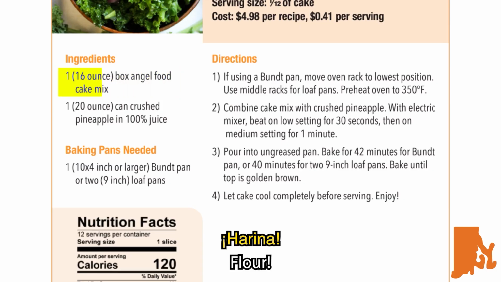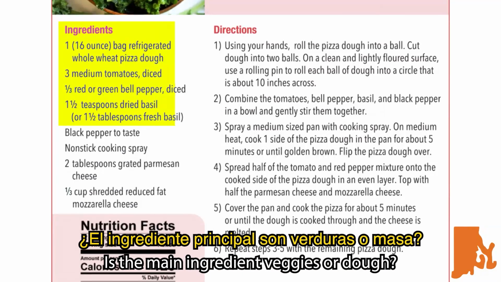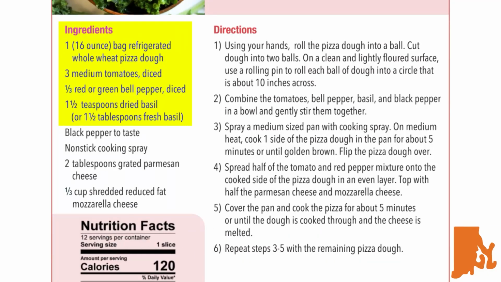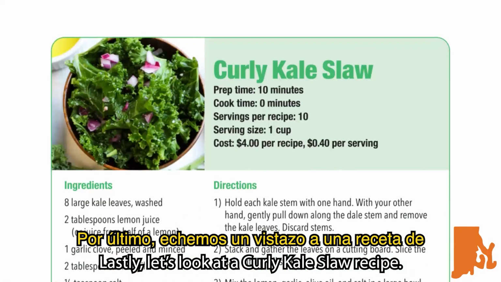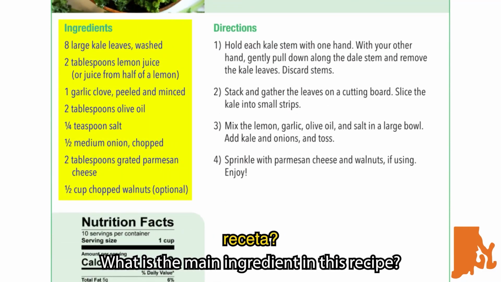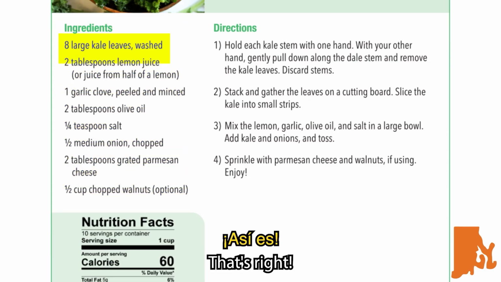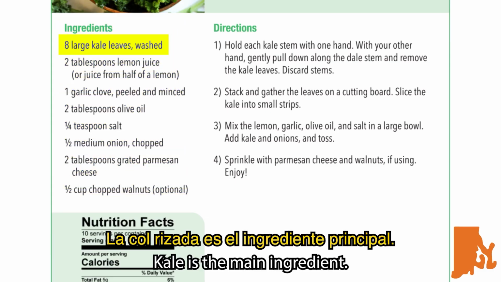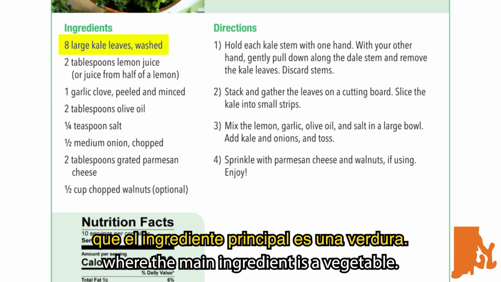Flour. Now we have a recipe for a veggie pizza. Is the main ingredient veggies or dough? It's dough. Lastly, let's look at a curly kale slaw recipe. What is the main ingredient in this recipe? That's right. Kale is the main ingredient. This recipe is an example of a recipe where the main ingredient is a vegetable.